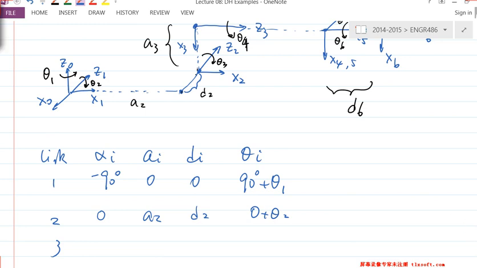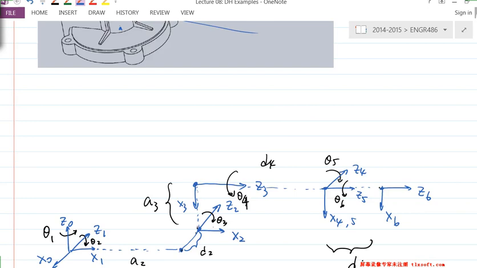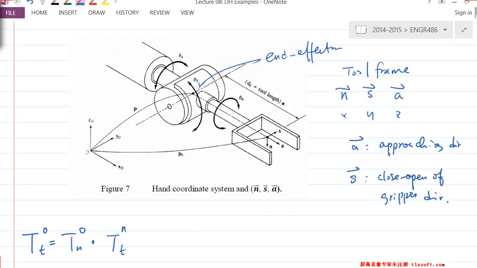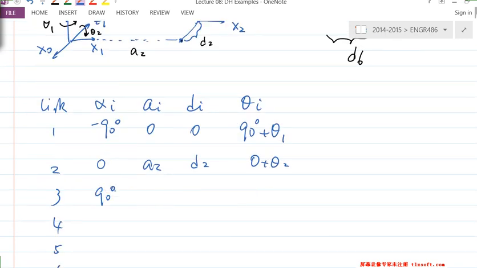What's the third row here? Between these two frames, x2, z2, x3, z3, alpha. Negative or positive? Alpha, right? Always go back here. Alpha is the angle between z i minus 1 and z i about x i. This is X3. How do you rotate about X3 such that Z2 goes to Z3? 90, right? You got to look from downwards here. Counterclockwise. That makes sense? See, Z2, Z3. Positive.